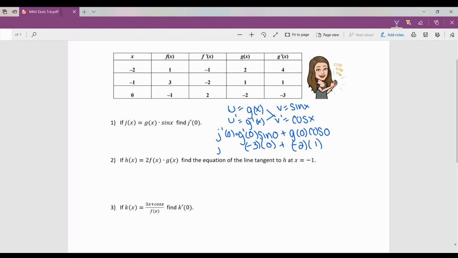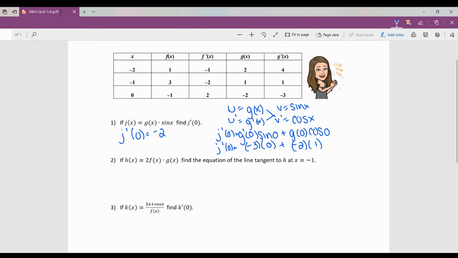So we've got j prime of 0 is equal to 0 plus -2, so j prime of 0 is equal to -2. Final answer.